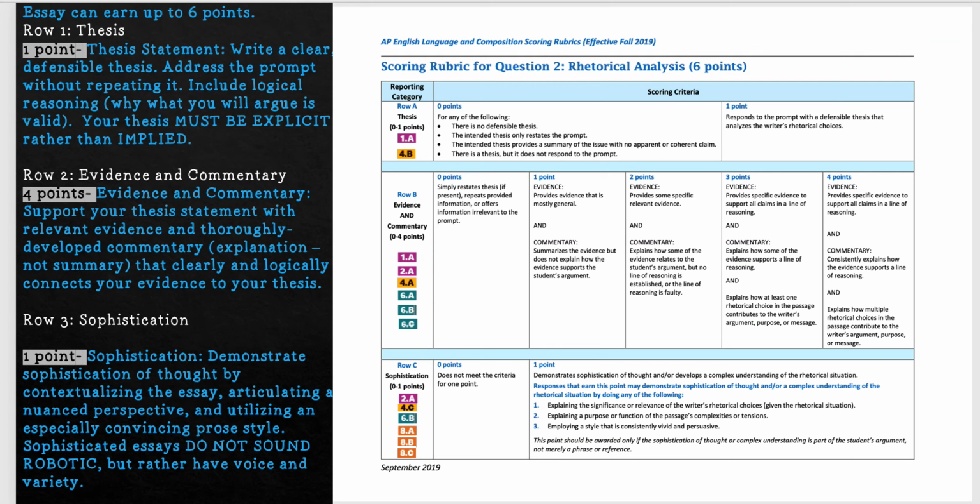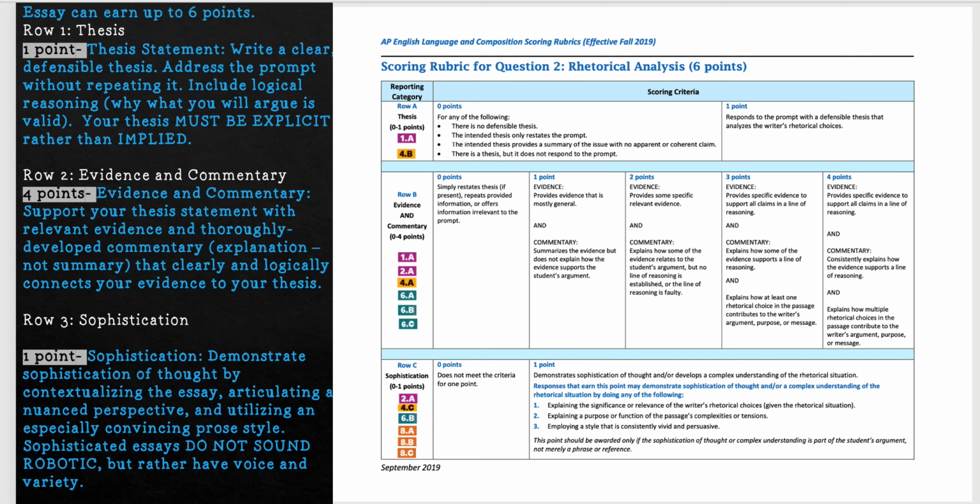So you are thinking about why the writer made these choices for an intended audience. What could a secondary audience possibly think about those choices, and how would they react to them? You are seeing the multiple layers and multiple perspectives in this argument, not looking at it just on the surface. And you are employing a style that is consistently vivid and persuasive.